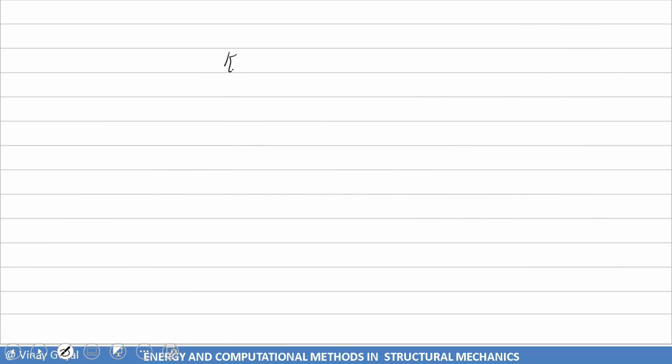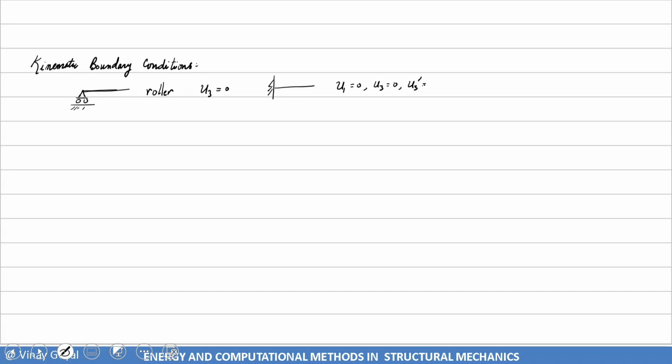So kinematic boundary conditions. The kinematic boundary conditions are you can have a roller, but it's pinned. So a roller condition. Sorry about that. And that means that I only have U3 is 0. Okay, I can have a clamp condition. That means that U1 is 0, U3 is 0, U3 prime is 0.